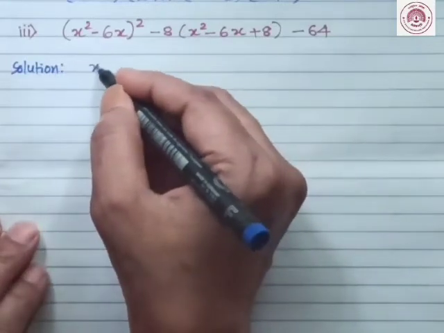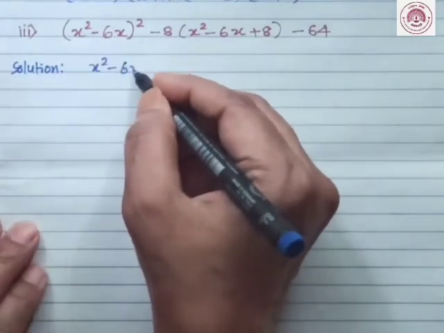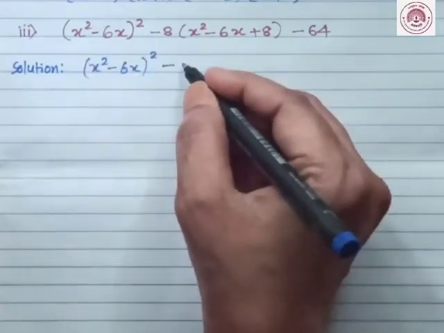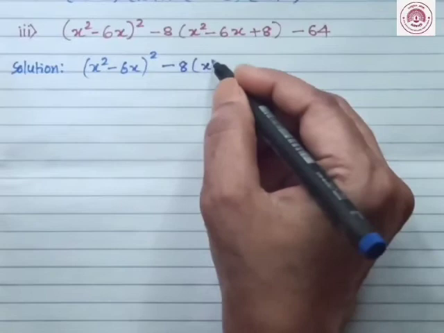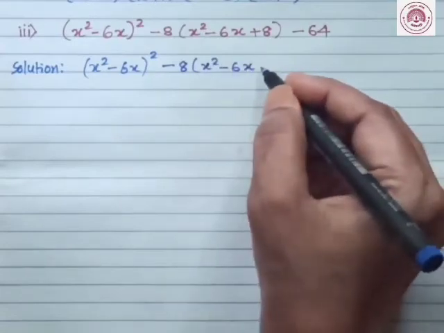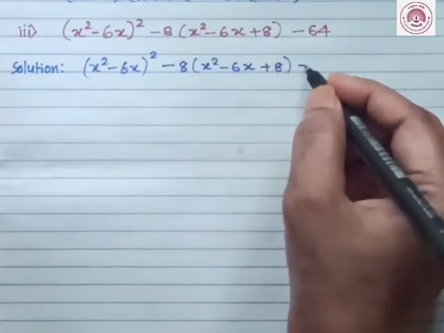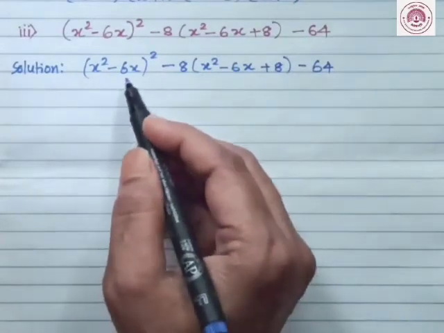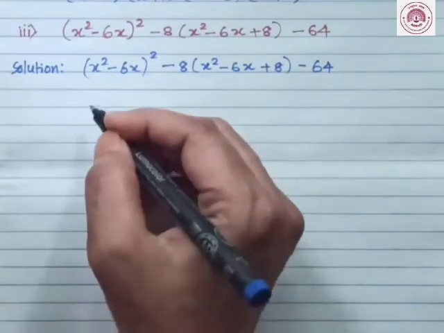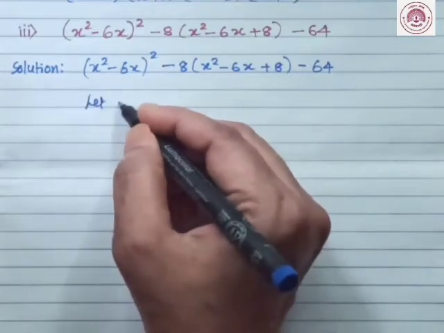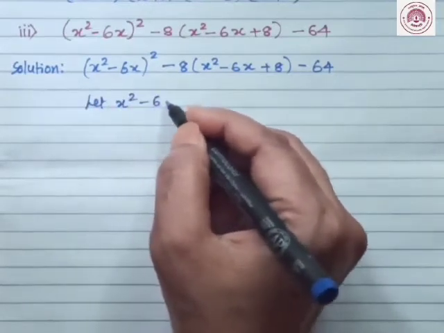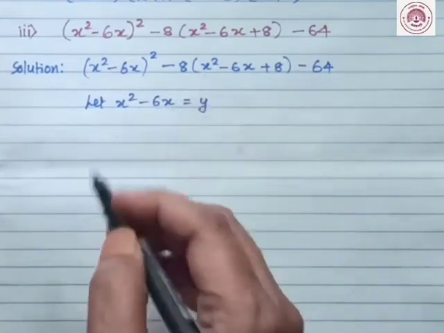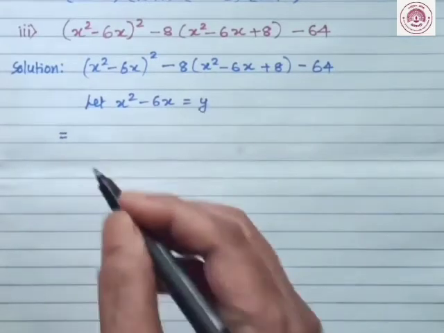So we'll write down (x² − 6x)² − 8(x² − 6x + 8) − 64. So we will substitute x² − 6x as y. So let x² − 6x = y. Okay. Now we will substitute in the given polynomial.